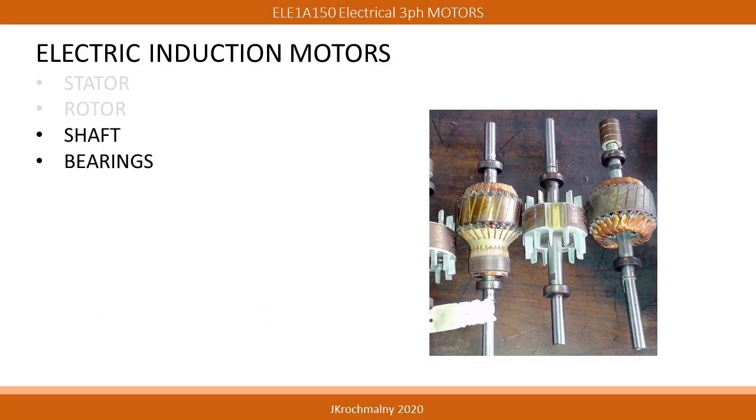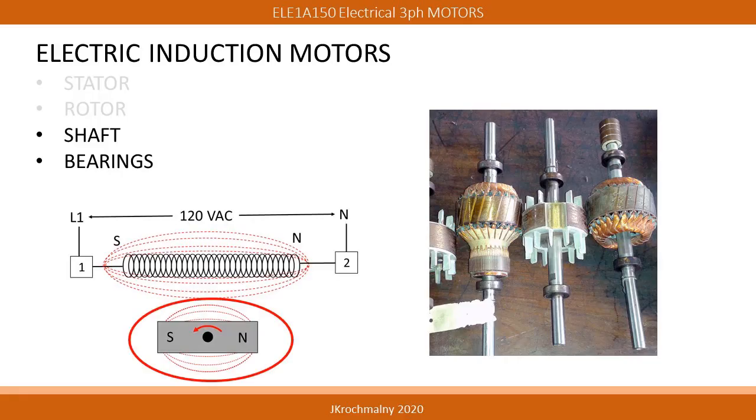Other key motor components include the shaft and bearings. The shaft is locked into position in the rotor and rotates with it. Because there could be friction among parts that move, bearings are installed. These shaft bearings are lubricated to reduce wear.